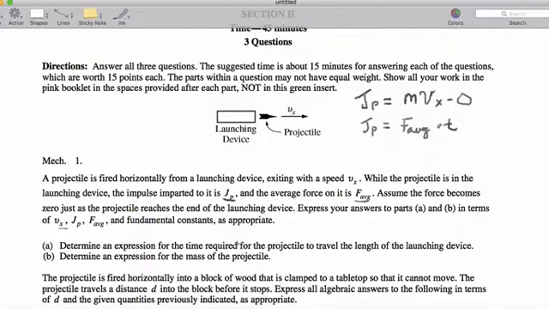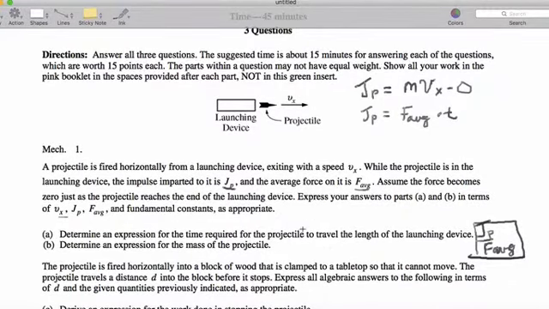So let's see what they want. A, determine an expression for the time required for the projectile to travel the length of the launching device. Well, there we go: Jp divided by F average. Next, an expression for the mass of the projectile. Well, we have this equation that I wrote down above. So the mass is going to be J of the projectile divided by Vx.